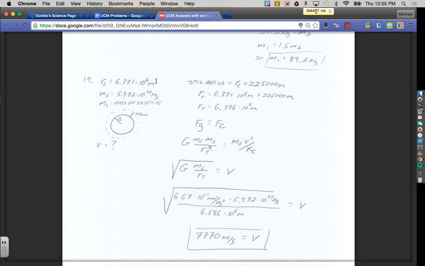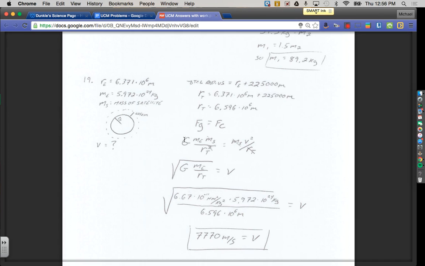A couple of numbers which we need to know, which are on your equation sheet and are also written on the board in class. The radius of the Earth is 6.371 times 10 to the 6th meters. The mass of the Earth is 5.972 times 10 to the 24th kilograms. In our equation, we're going to have an ms, which is the mass of the satellite. We're trying to find the orbital velocity, or how fast this thing is going, and here's my picture. There's the planet Earth, and there's the 225,000 meters.